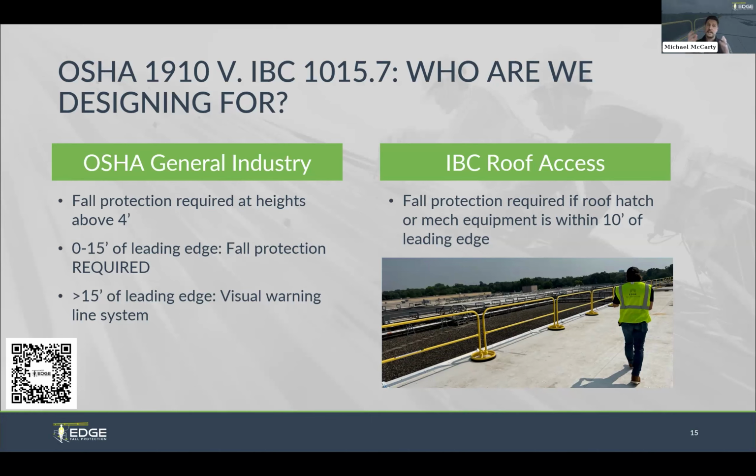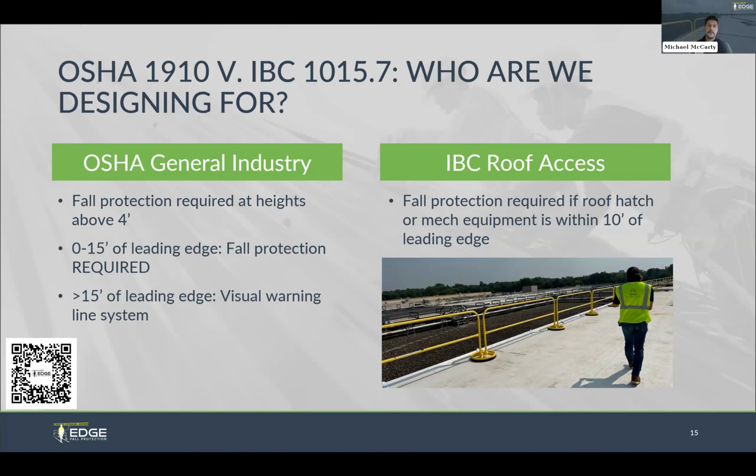When do we need fall protection? In OSHA, 0 to 15 feet of the leading edge and doing any work, fall protection is required. Doesn't matter what it is. It can be the guardrail. It can be a fall restraint system. It can be a fall arrest system, but there does need to be fall protection. If you're over 15 feet, a visual warning line system that I talked about previously.